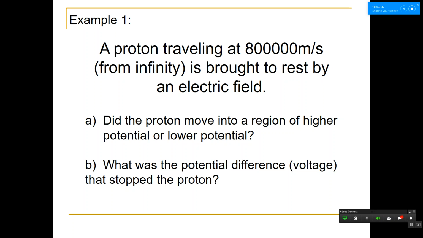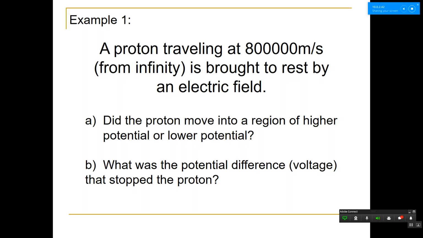If I had this proton that was traveling at whatever speed, and it's slowing down to a stop, is it going towards an area of high potential or low potential? Not energy, potential. High potential, because it's going towards a positive charge where there's high potential. Is this potential energy increasing or decreasing? Increasing. Okay, so now we know that all that kinetic energy gets converted into potential energy, right?